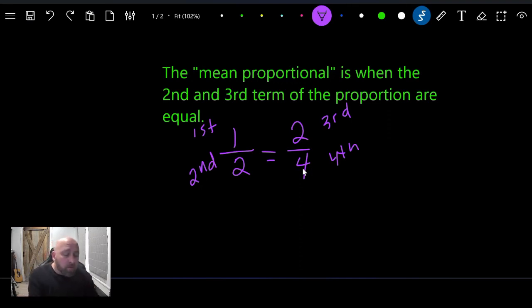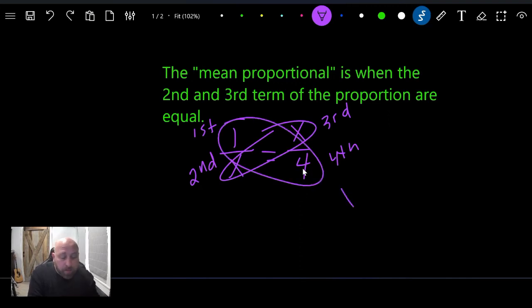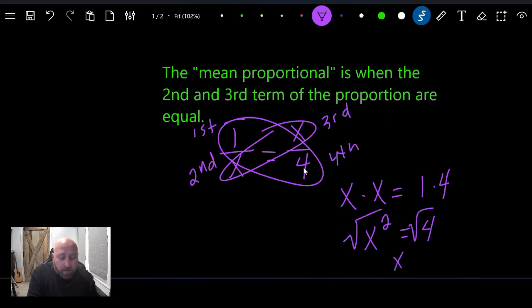So in other words, it's almost like we could cross this off and put an x right here and an x right here. And we could solve this. How do you solve this? Well, we do the means times the extremes. So we get x times x equals 1 times 4, or x squared equals 4. We would then take the square root of both sides, and we would end up with x equals 2.